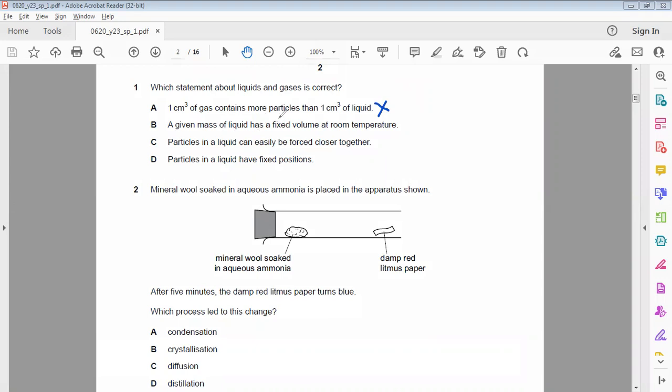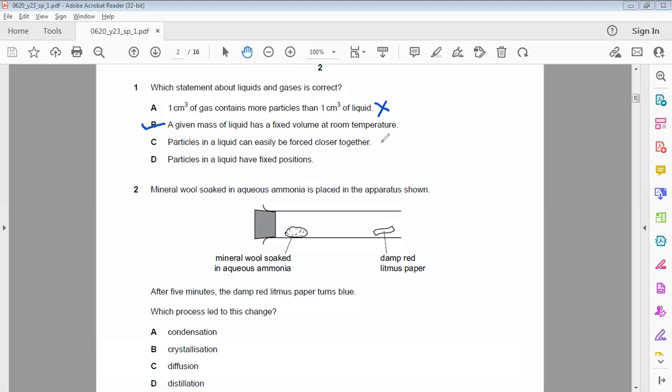So a given mass of liquid has a fixed volume at room temperature. Well, yes, this is correct. As you know, liquids and solids have fixed volume, whereas gases have variable volume. They take the volume of the container they are poured in. So yes, this is the correct option. But let's look at the other options also to clarify our concept.